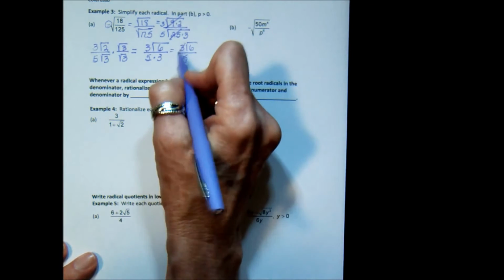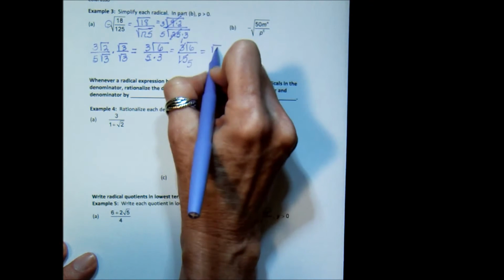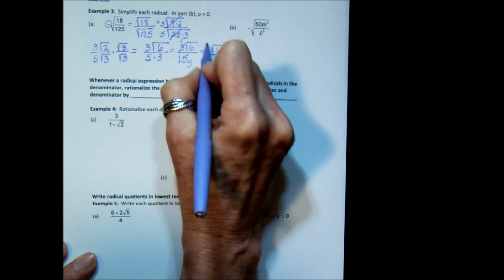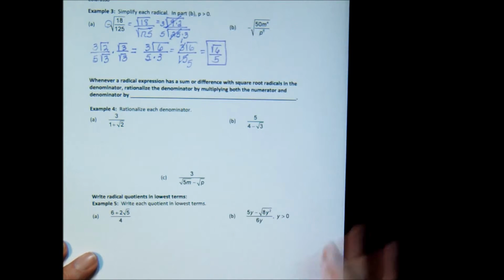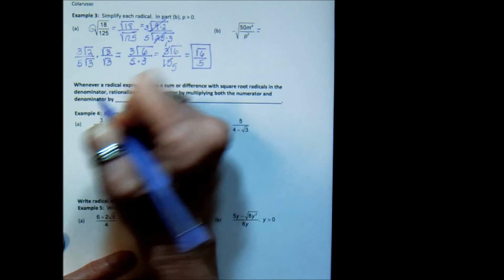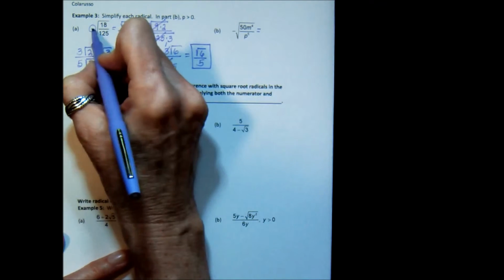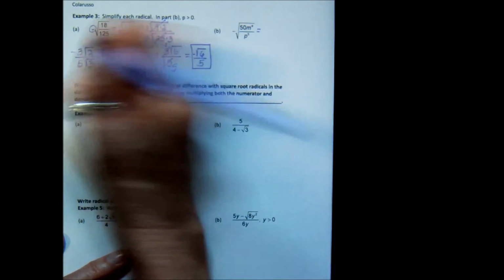Now I can cross cancel, and I end up with square root of 6 over 5. All right, let's look at this last one. Oops, you know what we forgot on A? We forgot the negative sign. There's a negative out front of each one of these steps.